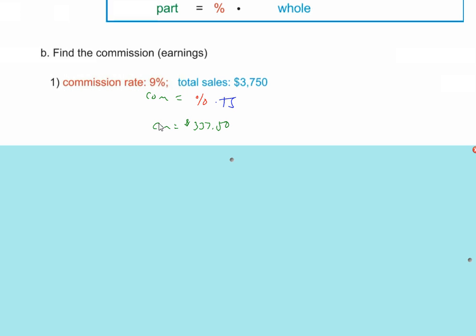All right, and again, you can use whatever variable you want. Percent is always in decimal form in our formulas. Total sales is right there. I like to leave the dollar sign to remind me. And I'm going to ask the ma'ams, does $337.50 sound like about 9%? Again, I would do 10%. 10% is always easy to do.